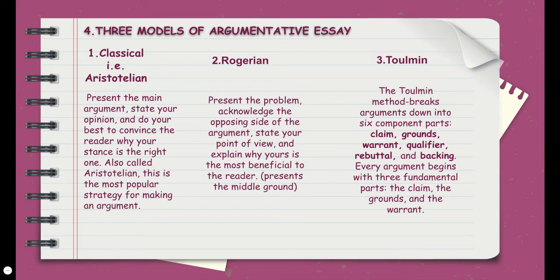3. Toulmin. Developed by philosopher Stephen E. Toulmin. The Toulmin method is a style of argumentation that breaks arguments down into 6 component parts: claim, grounds, warrant, qualifier, rebuttal, and backing. In Toulmin's method, every argument begins with 3 fundamental parts: the claim, the grounds, and the warrant. A claim is the assertion that authors would like to prove to their audience. It is, in other words, the main argument.